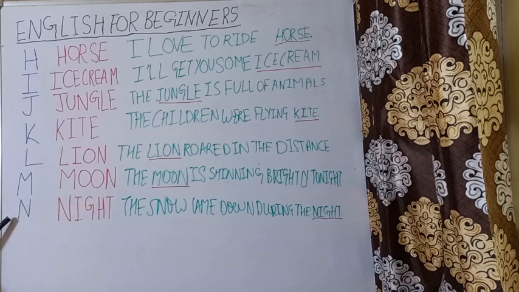N. N for night. Night is spelled as N I G H T. Let's see how the word night can be used in a sentence. The snow came down during the night.